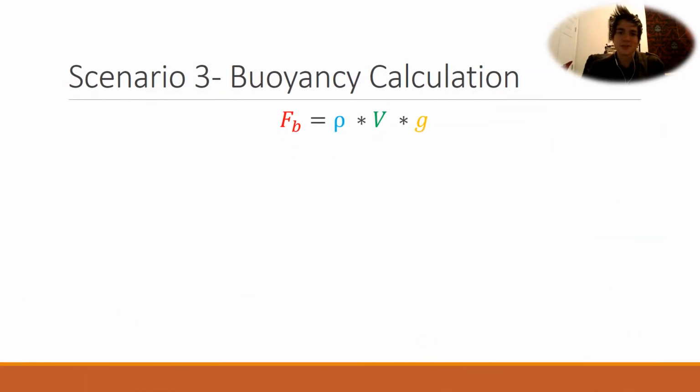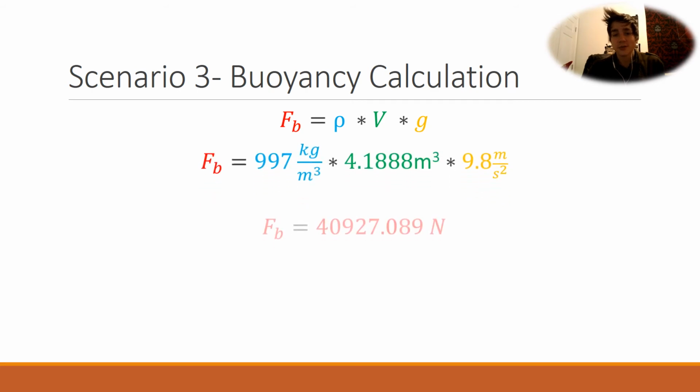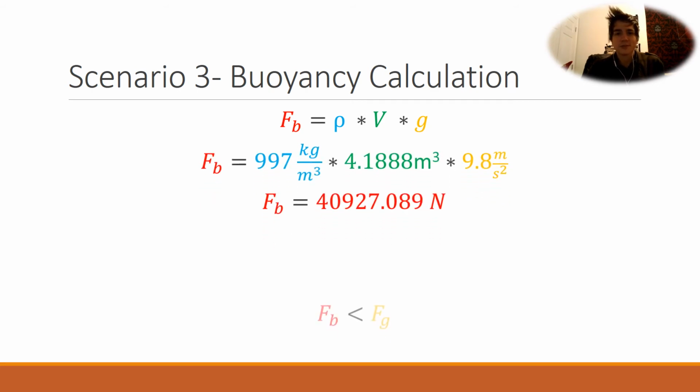Proceeding with the calculation and substituting in all known values results in a buoyancy force less than that of the gravitational force. This supports the concept that denser variants of geometric figures that float may not float, but rather sink.